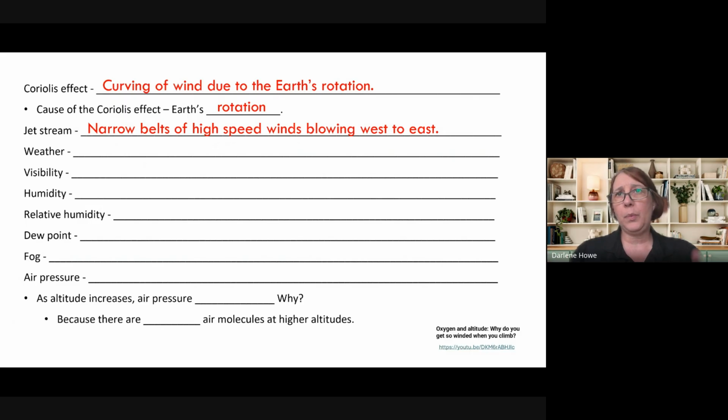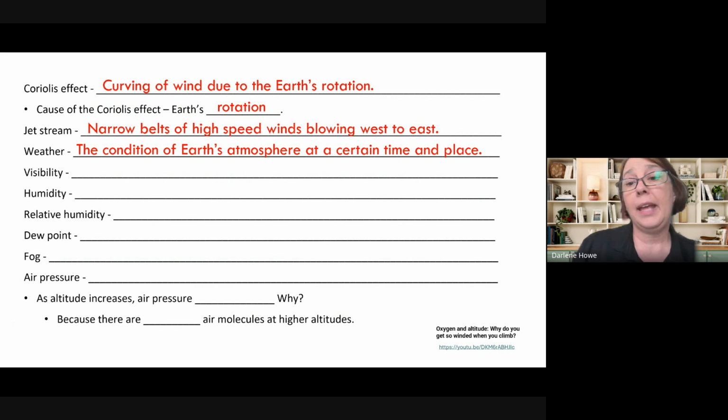We can talk about the weather in Bangkok. We can be that specific because even a big city like Bangkok can have different weather happening in different areas of the city. So weather is the condition of Earth's atmosphere at a certain time and a certain place. It's very specific, and this weather changes very quickly. On the other hand, climate doesn't change very quickly, but weather does. Weather is a very specific time, specific place.